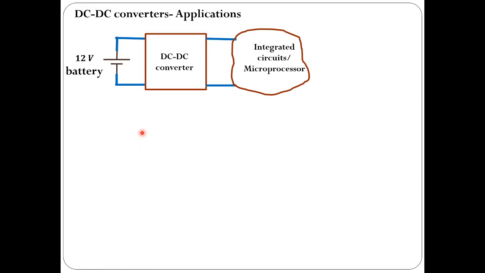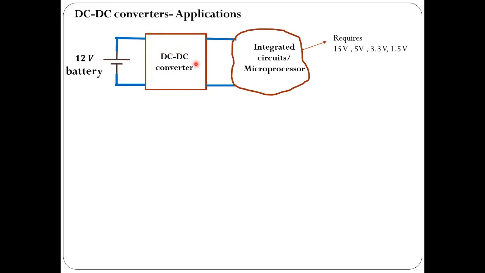One of the important applications of DC-DC converters is as follows: integrated circuits or microprocessors. Usually a 12 volt battery is available for these applications. Integrated circuits or microprocessors require different levels of DC voltages like 15 volts, 5 volts, 3.3 volts and 1.5 volts respectively. You can see clearly that there is a mismatch between source availability and load requirement, and this gap can be addressed by a DC-DC converter.